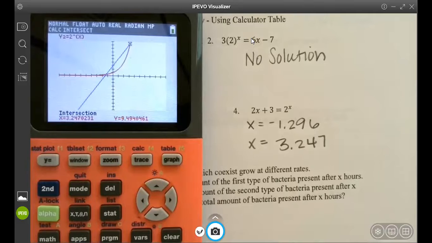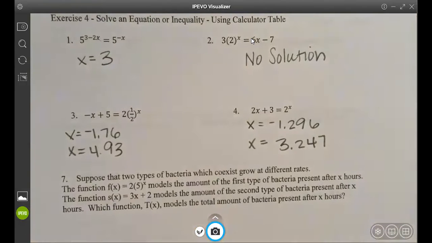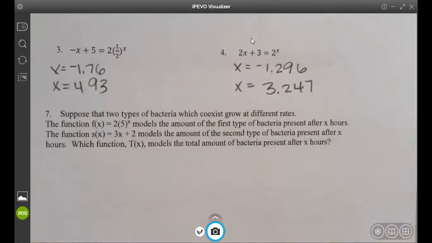Any questions? That's literally it. All right. So the next ones are just word problems. Suppose that 2 types of bacteria which coexist grow at different rates. So this is 1 bacteria and this is 2 bacterias. Which function T of X models the total amount of bacteria present after X hours?